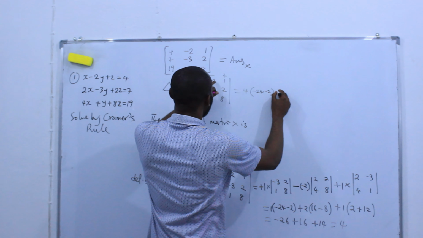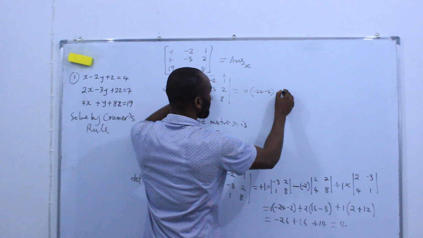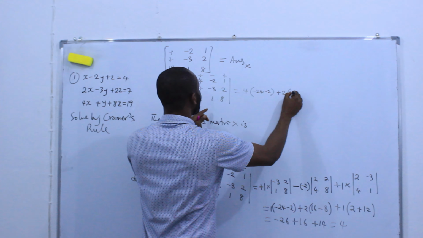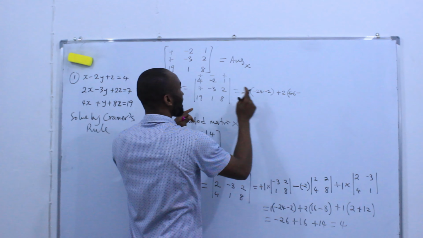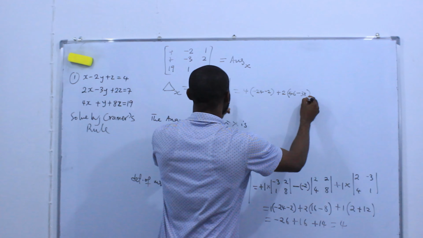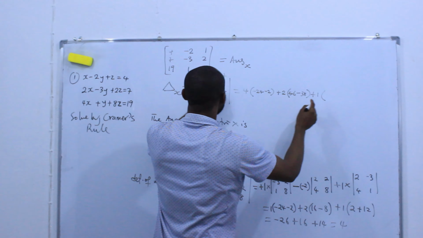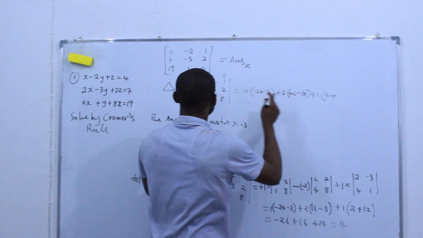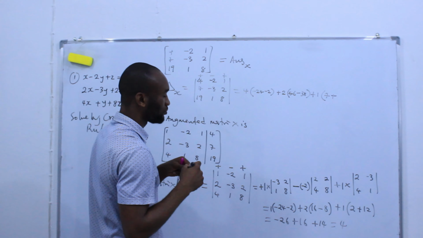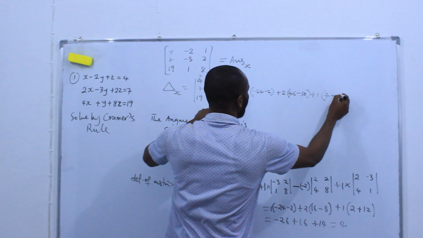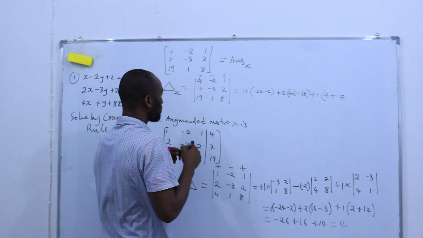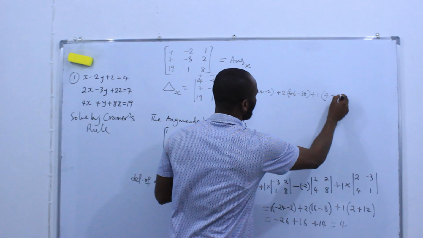Okay, we have minus 2 is plus 2. And that will give you 7 times 8 is 56. Minus 19 times 2 is 38. Okay, you have plus 1 brackets 7 plus 3 times 19. You have 3 times 9 is 7. Take 2. Okay, that is 57.